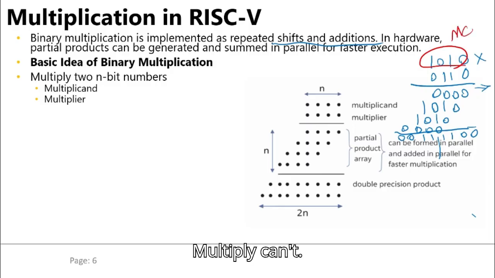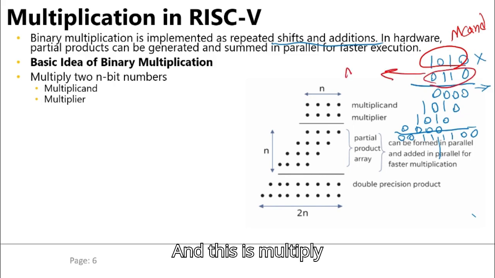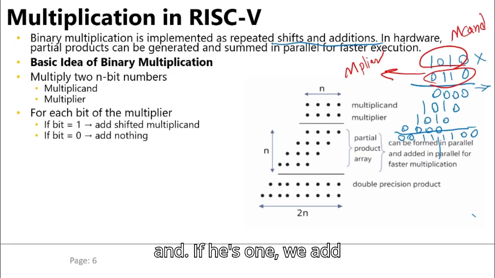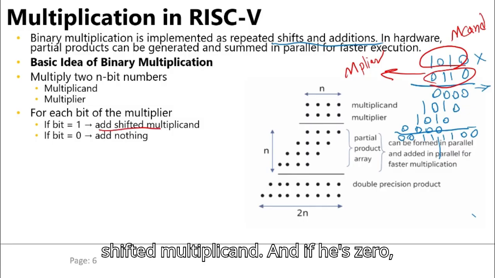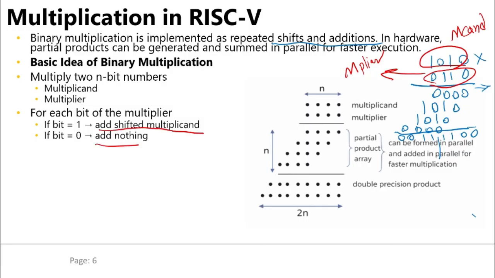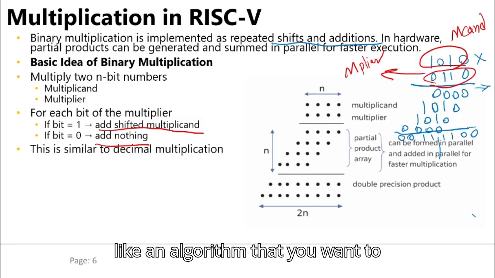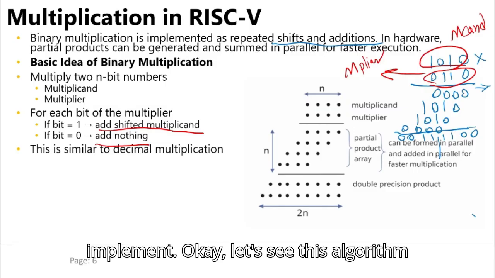Multiplicand, and this is multiplier, we call it like that, multiplier and multiplicand. Okay, and if it's 1, we add the shifted multiplicand, and if it's 0, we add nothing. So that is how you can see it in this algorithm. It's like an algorithm that you want to implement.